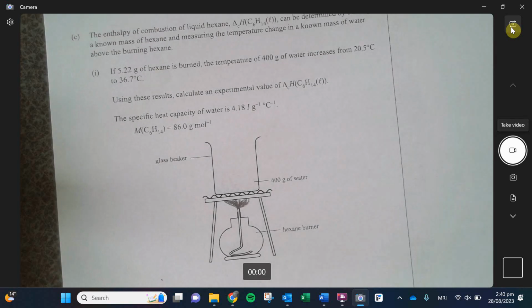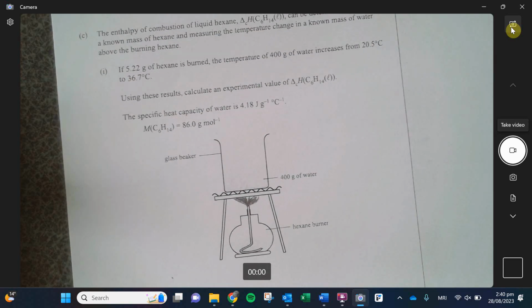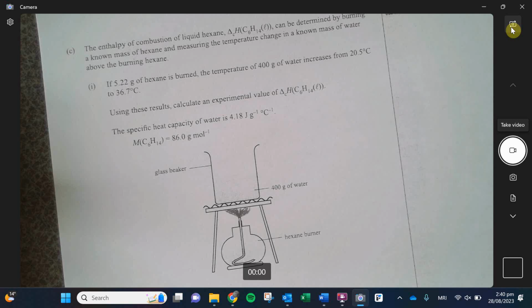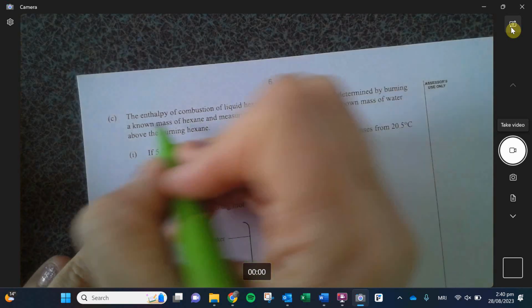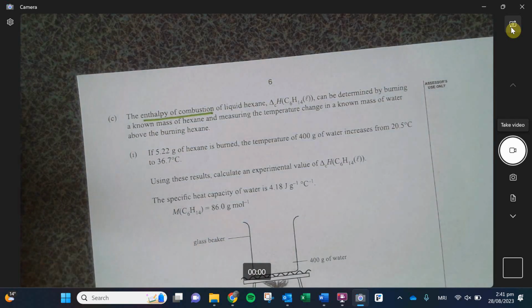So we are looking at the combustion of hexane. Let me get some different color markers so we can see what's going on. All right, so we are looking at the combustion of hexane, and we want to figure out the enthalpy that is going, or sorry, let's read the whole question.